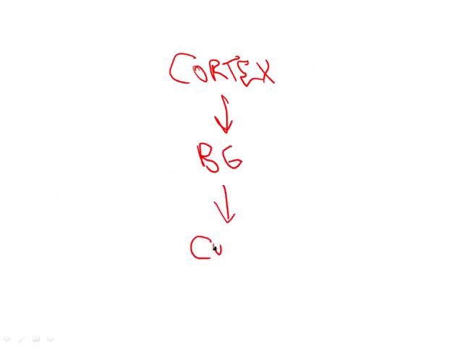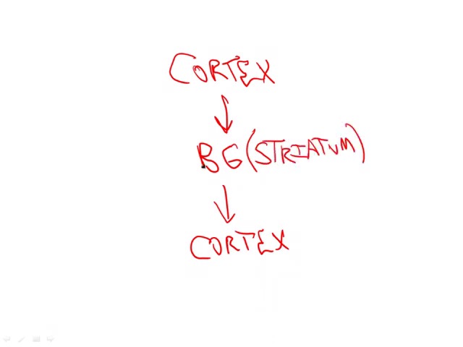Let's remind ourselves that the cortex communicates with the basal ganglia, and the basal ganglia then sends its input back into the cortex, and the purpose of this loop is to help to regulate movement. Now, the key processing center of the basal ganglia is called the striatum, and what you need to know about the striatum is that the striatum has the ability to send stimulatory signal to the cortex or inhibitory signal to the cortex.